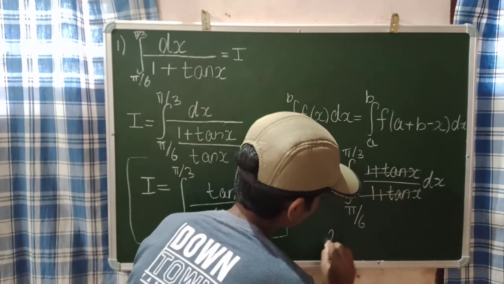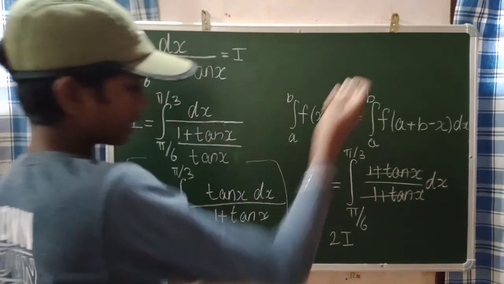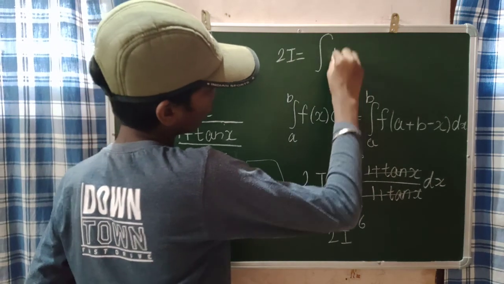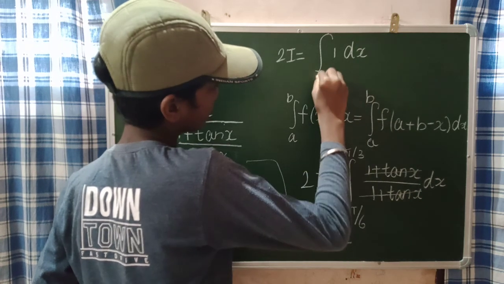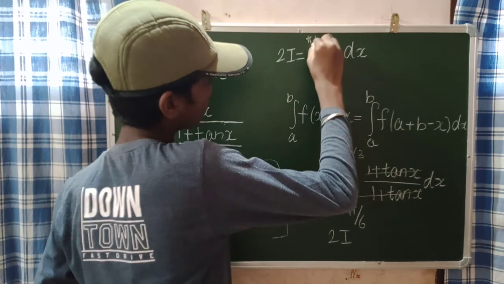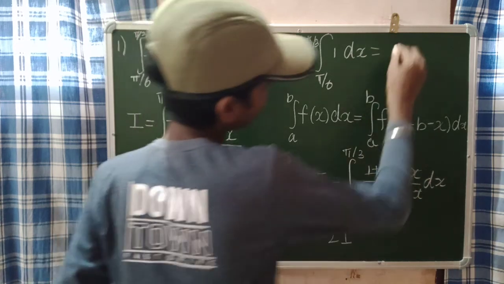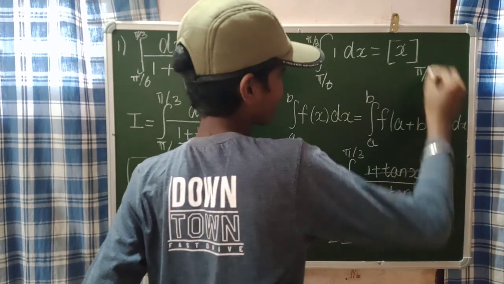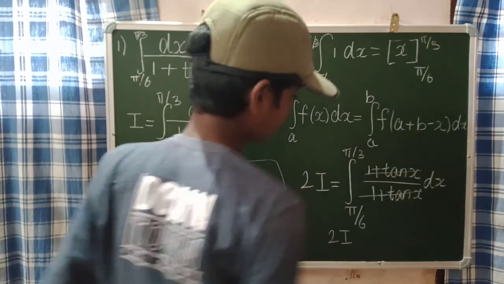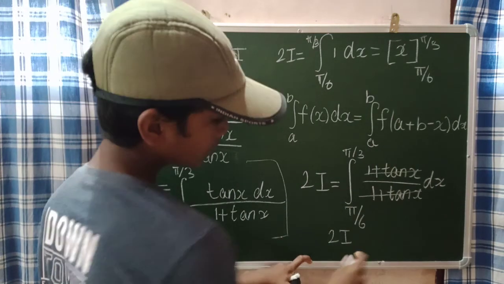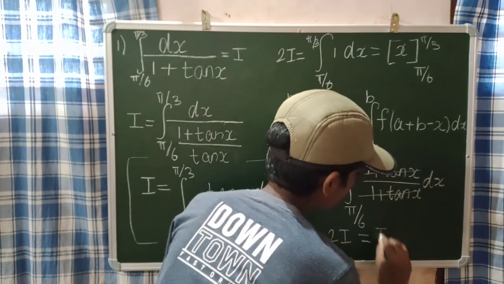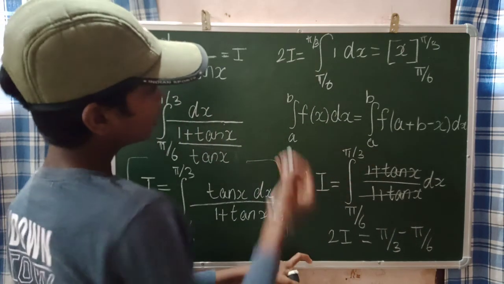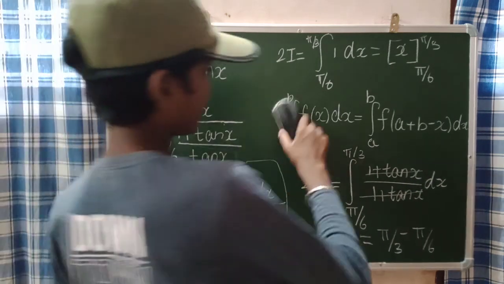When you do like this, you will be getting 2I will be equal to, okay, I can write above, right? 2I will be equal to integral of 1 dx from pi by 6 to pi by 3. Now, what is integral of 1 dx? That is x from pi by 6. These are all I should not write because they are simple things, right? So 2I will be equal to pi by 3 minus pi by 6. So pi by 3 minus pi by 6 is nothing but pi by 6. So I will write here.